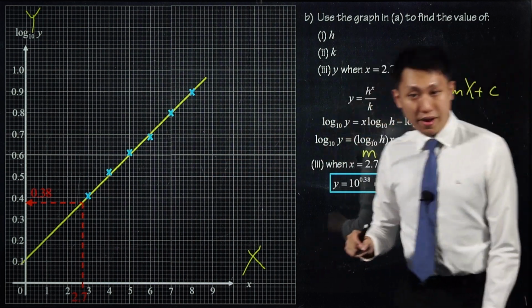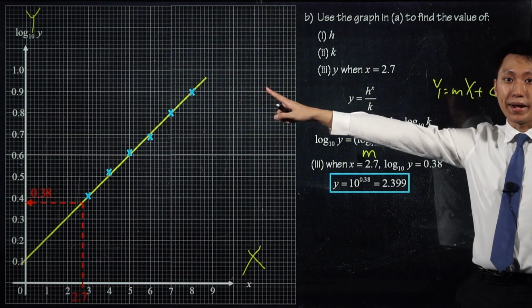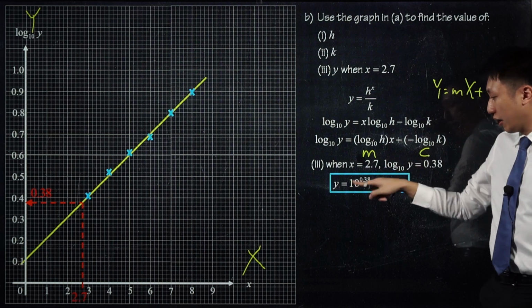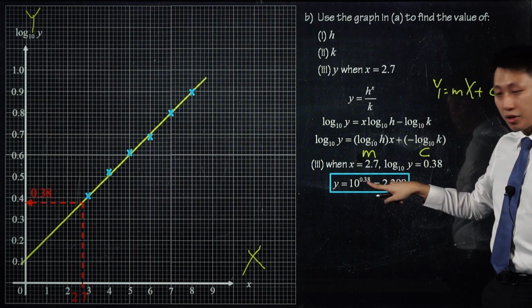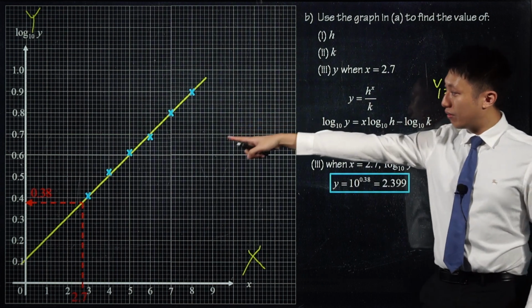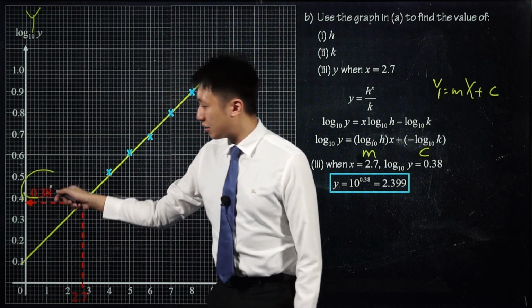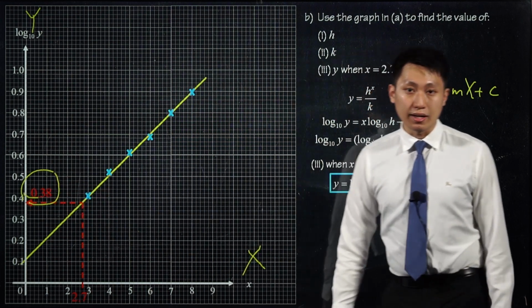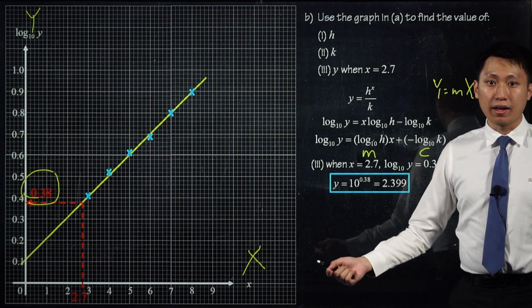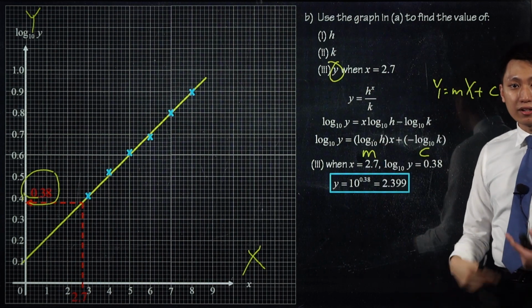Is it 0.38? Yes, 0.38 is equal to log 10 y. That's why y is equal to 10 to the power 0.38, which is 2.399. Okay, so don't directly give this answer, because this answer will be in log 10 y. You are asking for y, not log 10 y. That's why you need to convert.